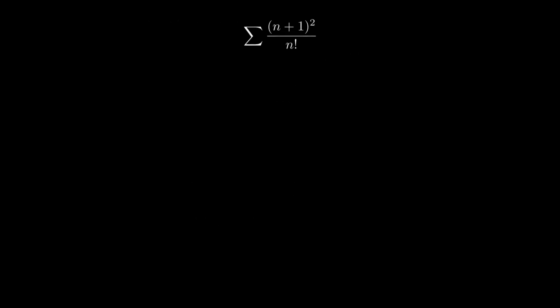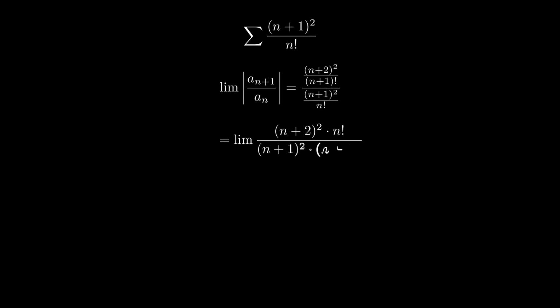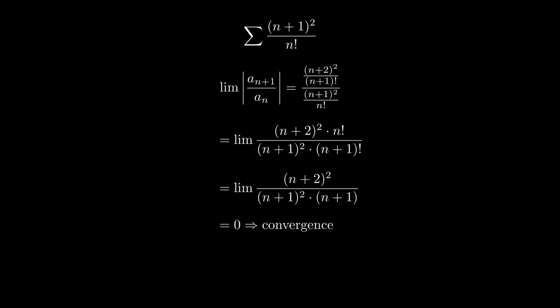Here's a quick example. Let's take the sum of (n plus 1) squared over n factorial. The presence of a factorial is a strong hint to use the ratio test. So we compute the absolute value of the ratio of successive terms, that is the absolute value of a sub n plus 1 over a sub n, which gives us, after some cancellation, a quadratic divided by a cubic, and you can use L'Hopital's rule to show that this approaches 0. So the original series converges.